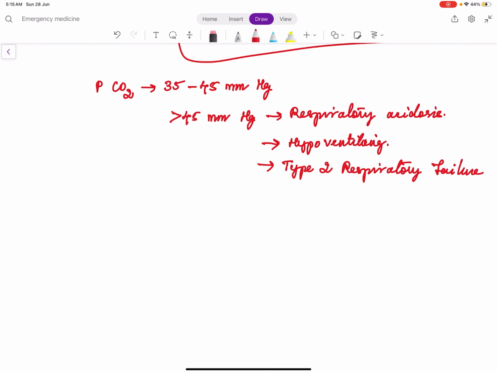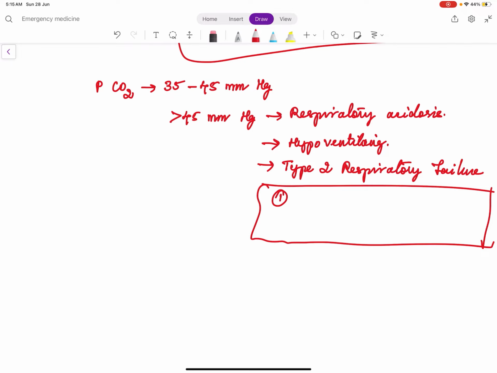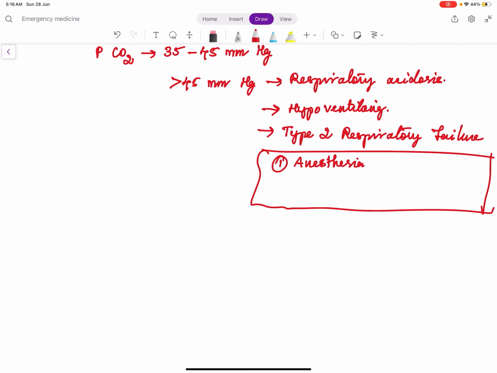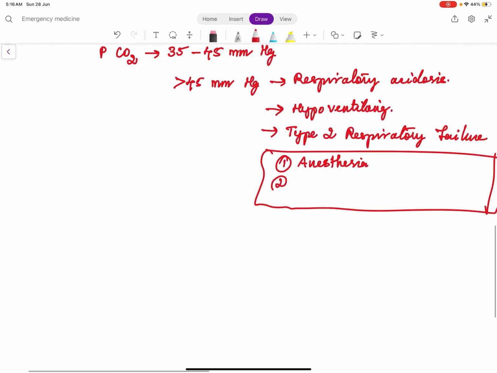So what are the examples we can tell for type 2 respiratory failure? One, a patient under anesthesia. Classical example. We are knocking off the central nervous system, patient's respiratory drive is lost. Or we are over sedating a patient, so their respiratory drive is lost, PCO2 can increase. Or patient is having some neuromuscular disease. So their muscles are not strong enough to take in oxygen or to expel carbon dioxide.